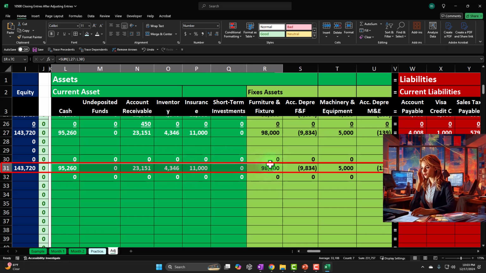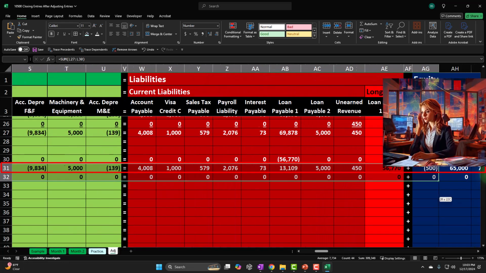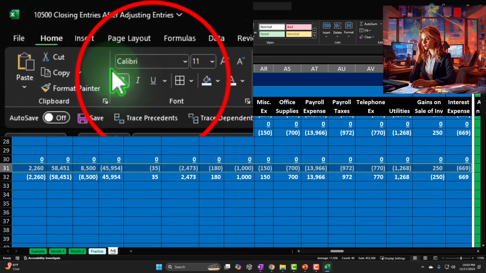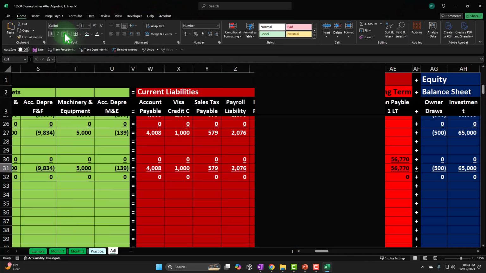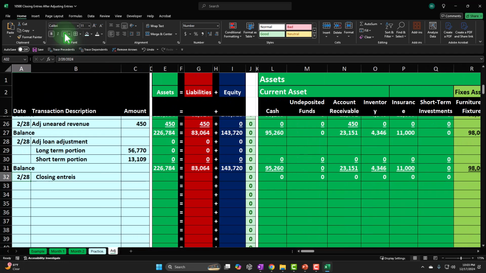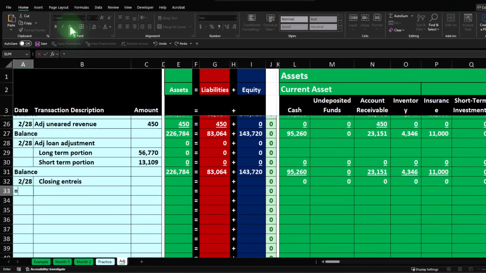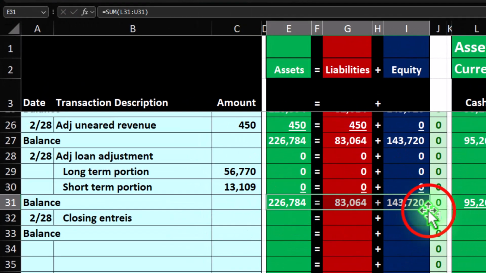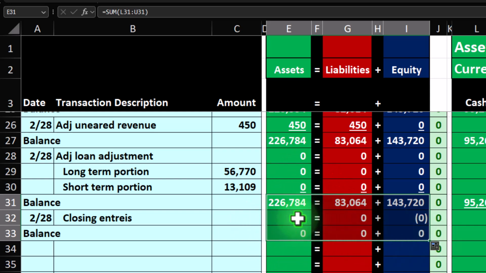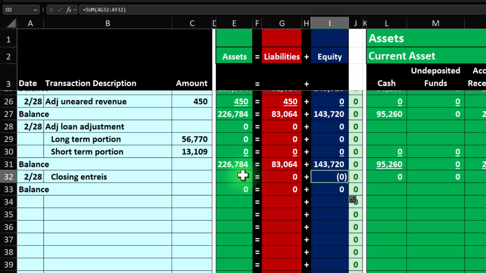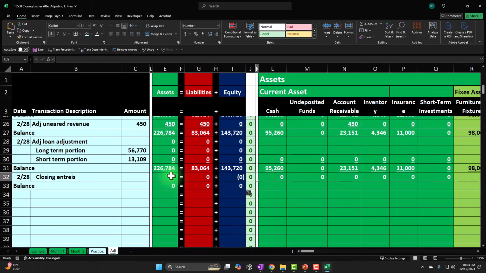All right, let's put an underline under this whole dang thing. Underline, home tab, font group, underline. There we go. And let's bring down the balances. So I'm going to say balances need to be brought down. Let's see if we're in balance first. So notice that nothing's happening. Why? Because the income statement is part of equity. It closed out into another equity, which is the owner's equity.